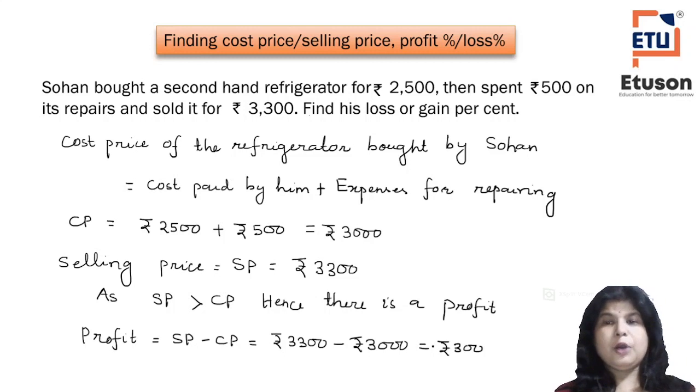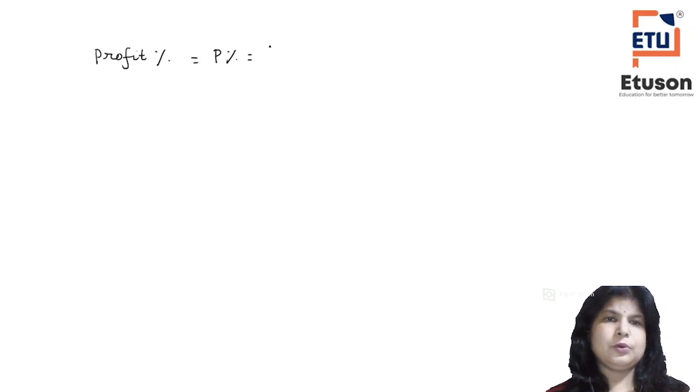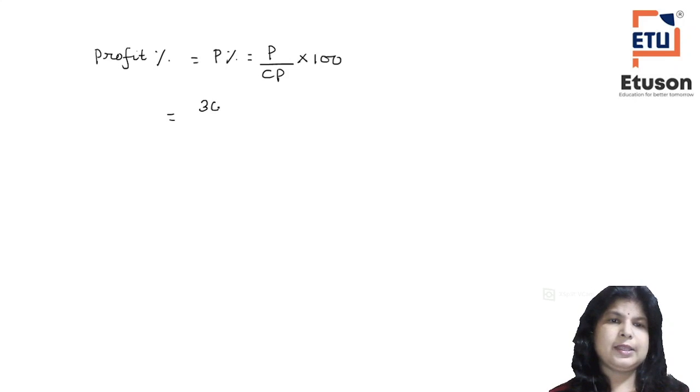Correct? So now how to find out the profit percentage then? So the profit percentage can be found out by this formula. So profit can be indicated by P. So P percentage is equal to the P which you have obtained divided by the cost price into 100, right? So what is the P here? You have already obtained, that is 300. What is the cost price you have got earlier? So that is 3000 into 100, correct?